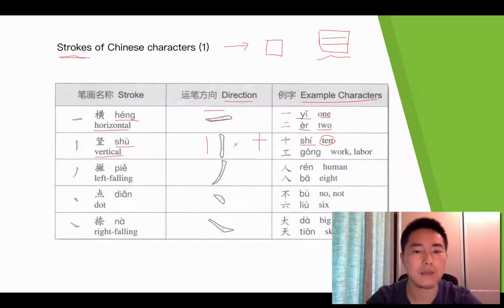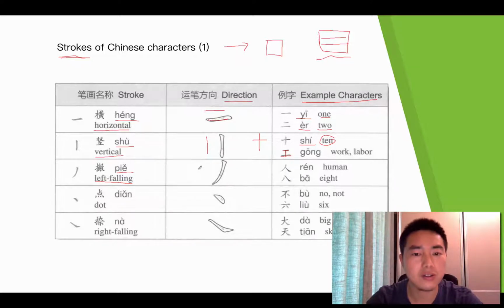Okay, the next one should be first the horizontal, then the vertical, then the horizontal. It's called 工. It means work or labor. So there are 2 examples of this 竖, vertical stroke. Now the next one is the left falling stroke. It's called 撇 in Chinese.